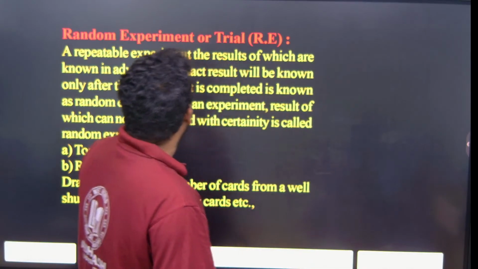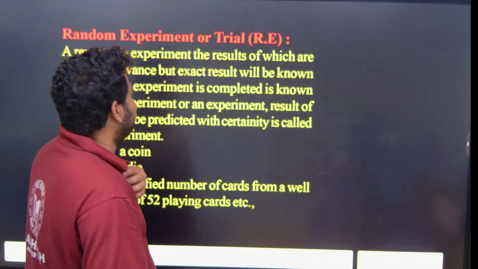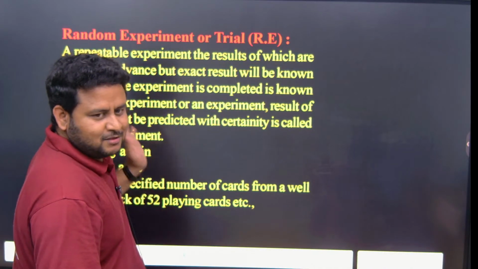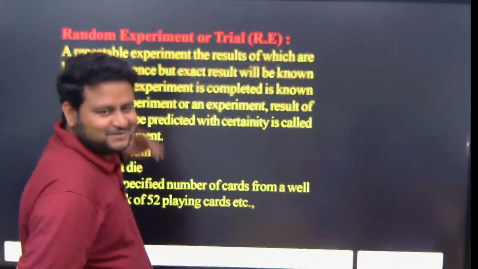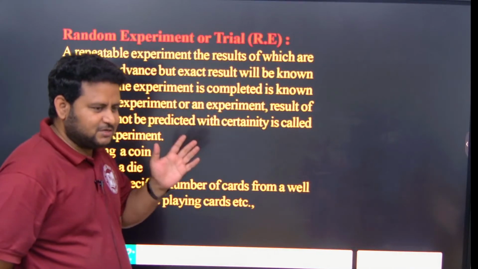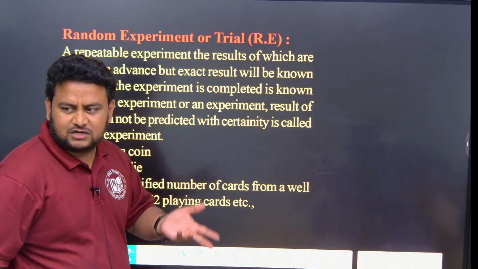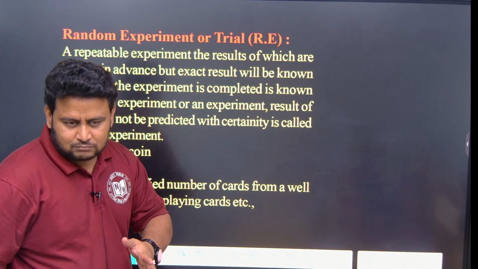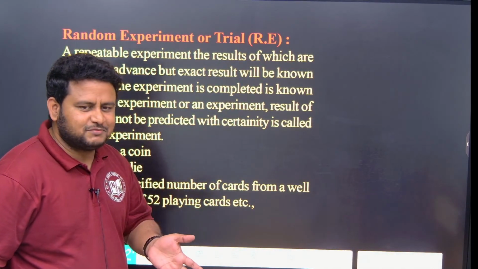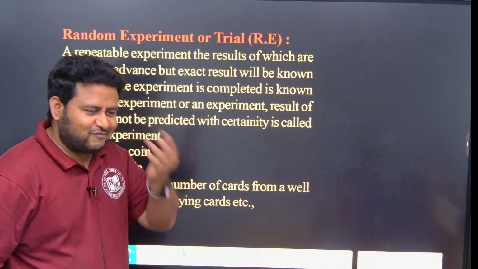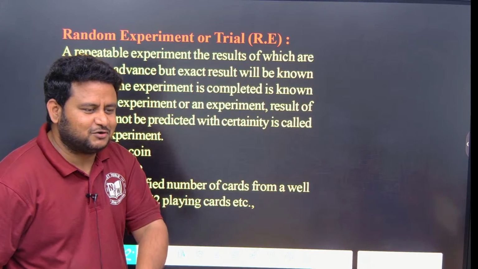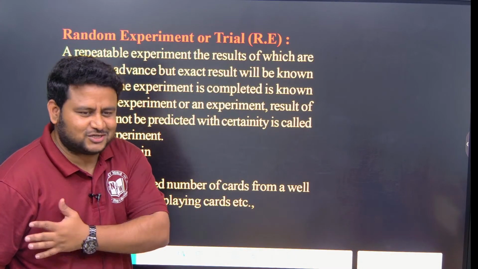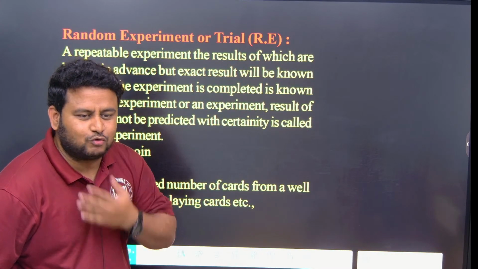So see here, random experiment or trial. Random experiment means what? Listen, focus. First of all, experiment means you will do some event, for that you will get an outcome. After the class, the event that is happening is the class. After the class, what will you do? You will go to hostel or you will go home. That is an expected outcome.